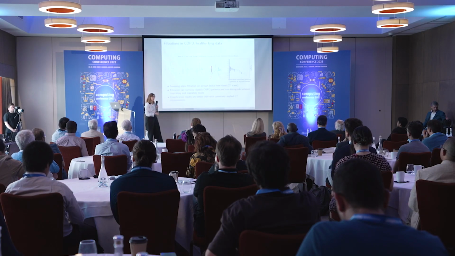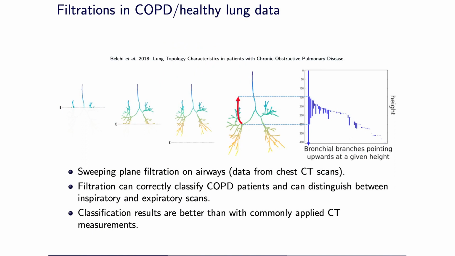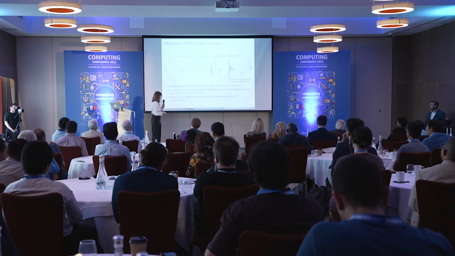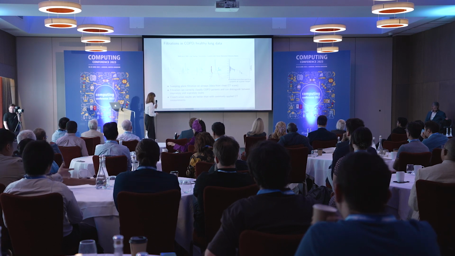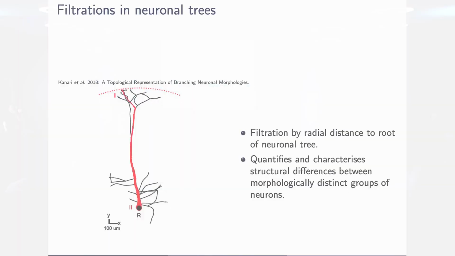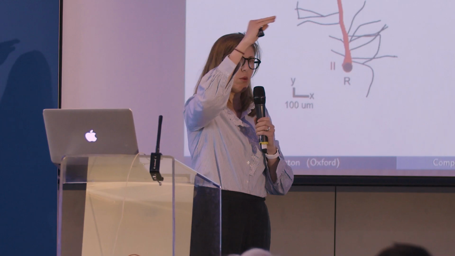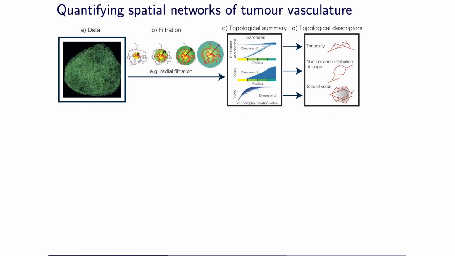And then colleagues in Southampton were looking at COPD in the lungs, and they have, again, some natural direction for how to filter the data, but we didn't really have that. And then colleagues at EPFL were looking at neuron morphology, and their point was they have a root in the neuron, and they could filter up. So we thought, okay, well, maybe we can do the filtering up radially, kind of how they are doing it in the neurons. And that's exactly what we did.